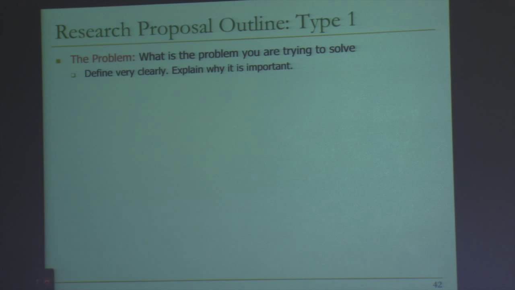So let's take a look at type one. Basically, what is the problem you're trying to solve? So when you do a proposal, it's always good to write down like this. What is the problem you're trying to solve? Why is it important? Why should we care? Or why will it become important?